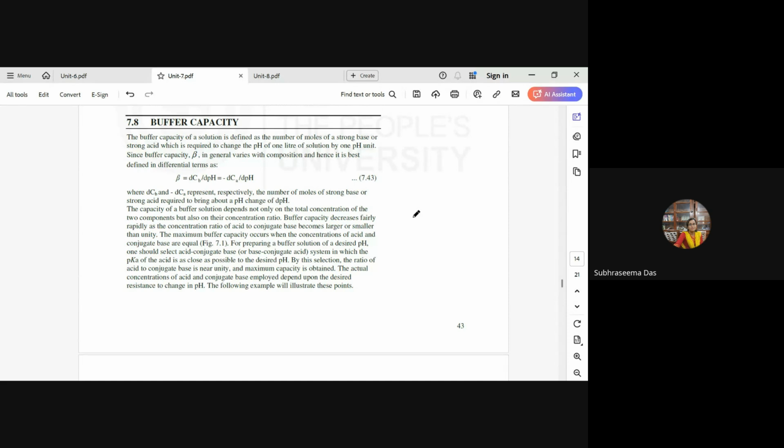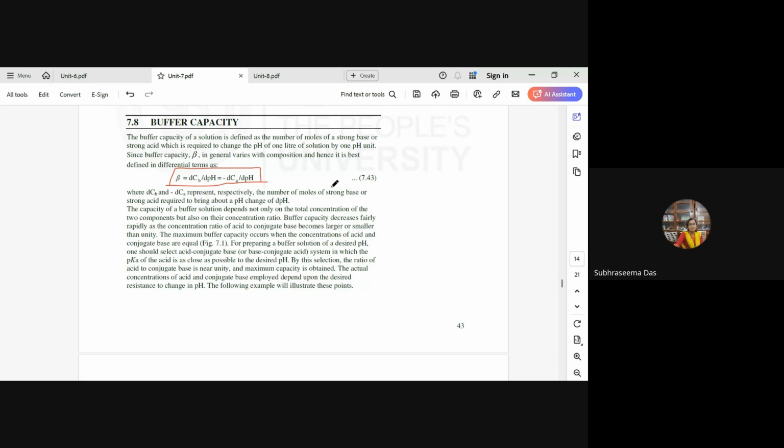Now coming to buffer capacity. The buffer capacity of a solution is defined as the number of moles of a strong acid or base which is required to change the pH of 1 liter of a solution by 1 unit. Since the buffer capacity is defined as beta, it varies with composition. It is represented as beta equals dCb by dpH, or equals minus dCa by dpH, where dCb and dCa represent the number of moles. Cb represents the number of moles of strong base, and Ca represents the number of moles of strong acid that is required to bring about the change in the pH.